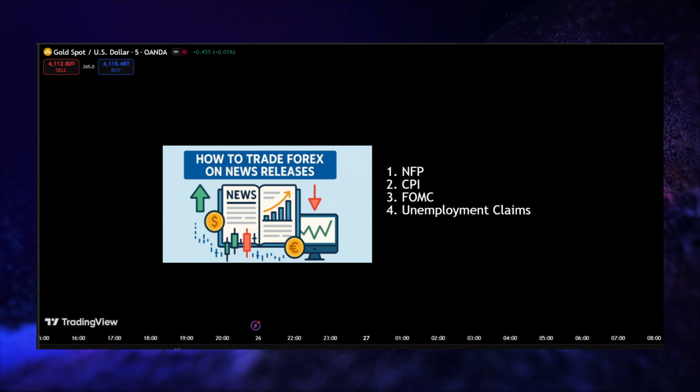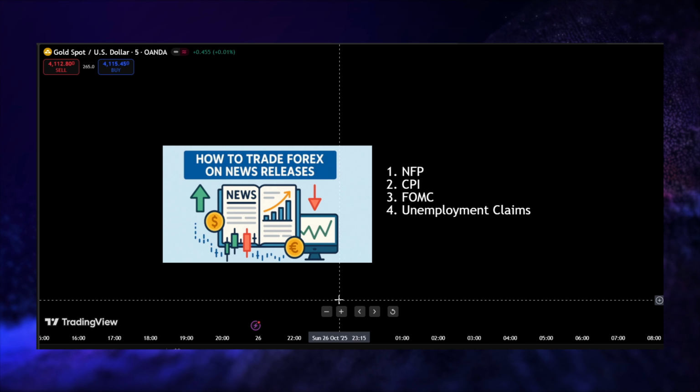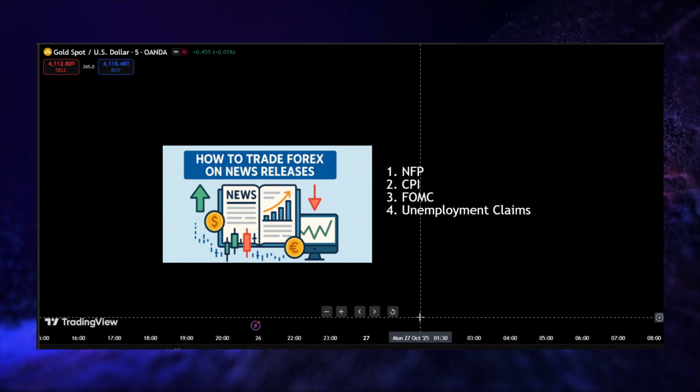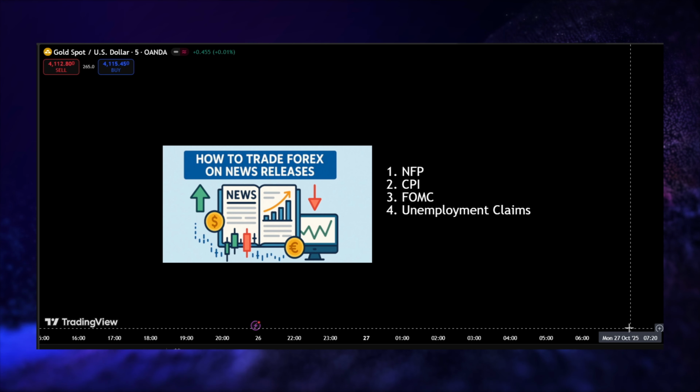Okay, so there are mainly four types of news which we consider. First is NFP, second is CPI, third is FOMC, fourth is unemployment claims. Now unemployment claims are not considered a high impact news, but the top three, NFP, CPI and FOMC, are considered very high impact news. And if you want to trade during news time, then you have to listen to this very carefully.